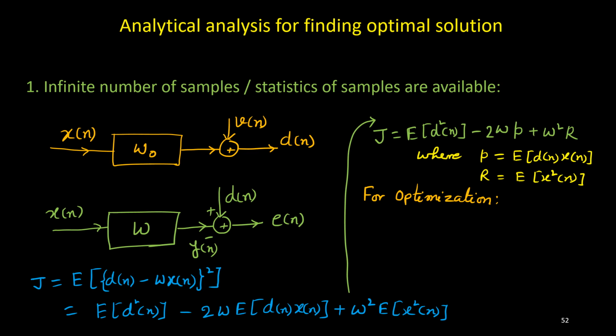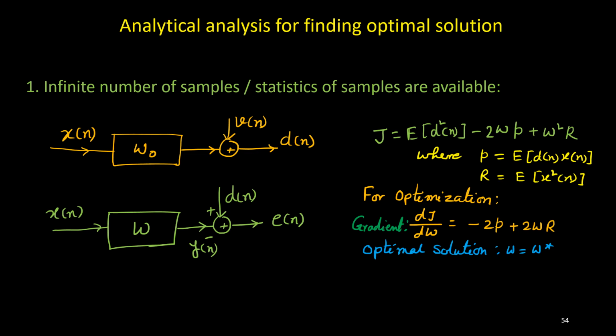So for the optimization, what we'll do, first we will consider the gradient or slope. So we'll find the derivative of this J, so dJ upon dw. So first term is independent of w, so its derivative is 0. Second term, the derivative of w is 1, so it will give you minus 2 into p. And the next one is the derivative of w squared, which is 2w, and then R is multiplied. So this is your slope.